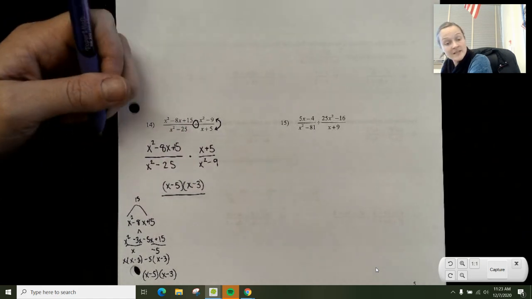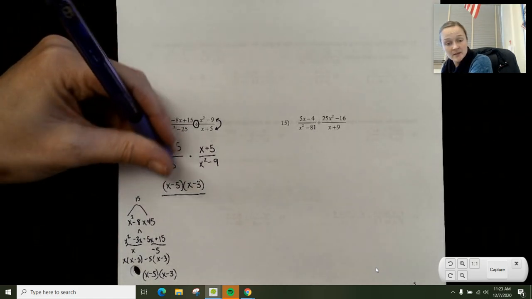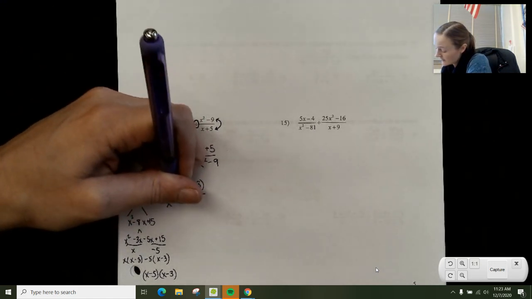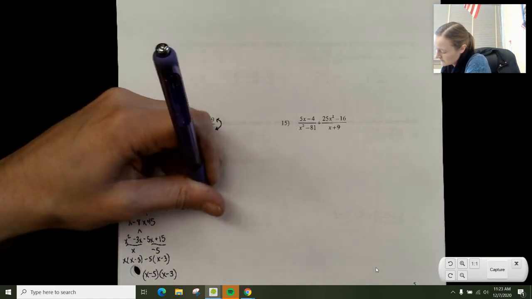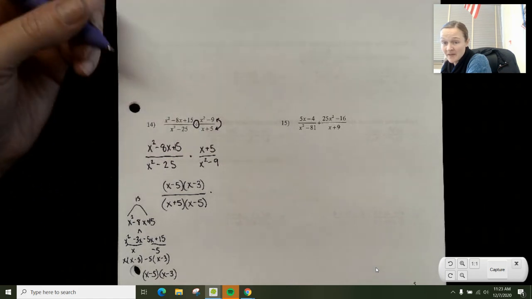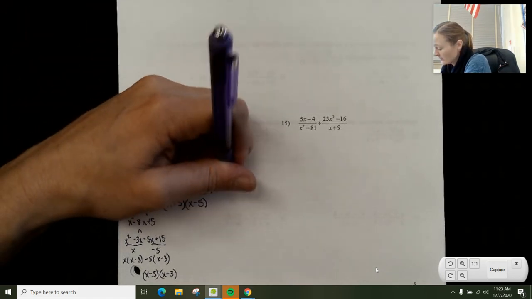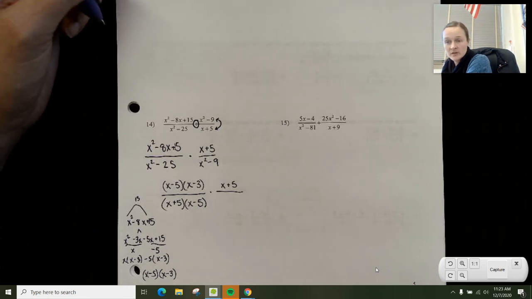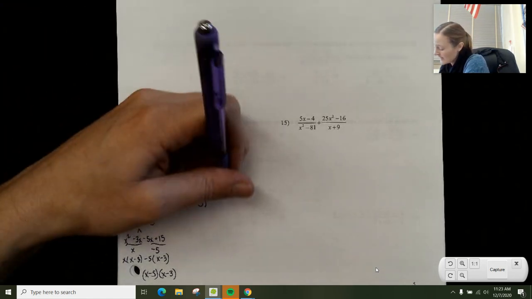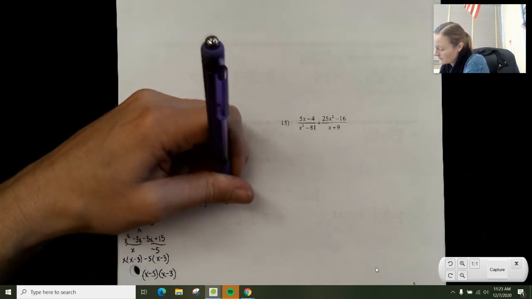On the bottom, I have a difference of squares. x squared minus 25 is x plus 5, x minus 5. Then x plus 5 I can't factor, so I just leave it there. x squared minus 9 is another difference of squares. So that's x plus 3, x minus 3.